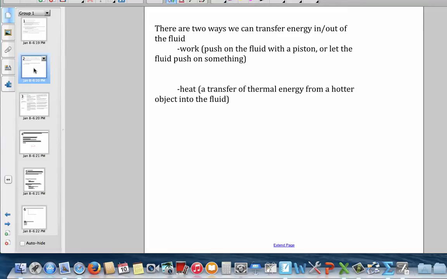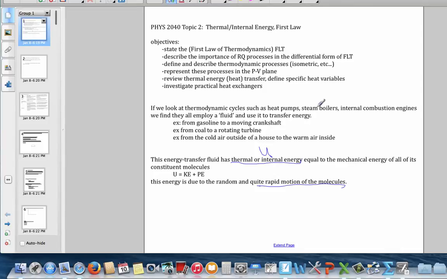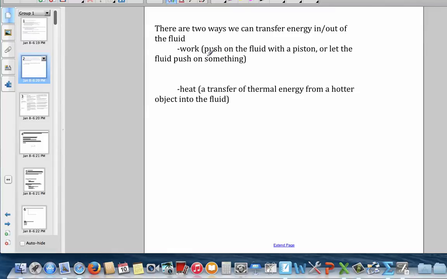Now, there's a couple of ways that we can change the internal energy, and the sort of materials we're talking about here might be, say, like a circulating refrigerant in a heat pump. We might be talking about steam going through a cycle in a boiler. And these fluids, the circulating refrigerant or the steam, all undergo changes in internal energy as either we do work on the fluid or heat is transferred in or out of the fluid. So, work is W and heat is Q.